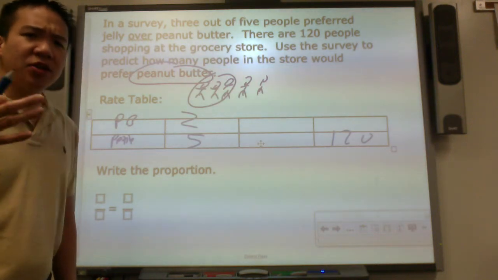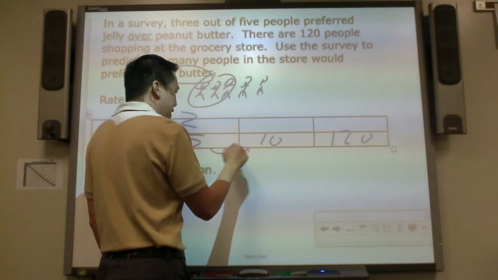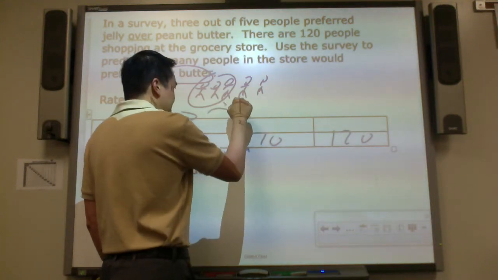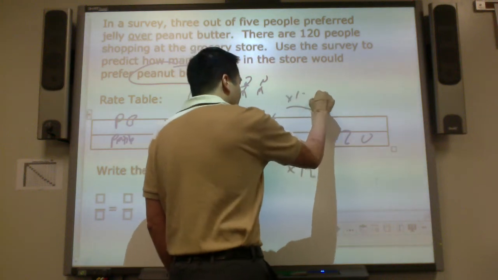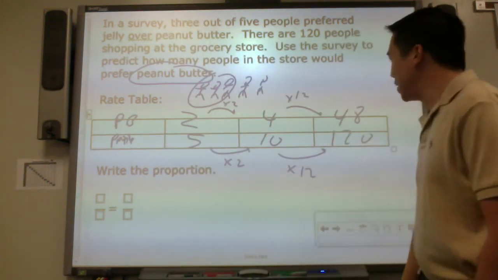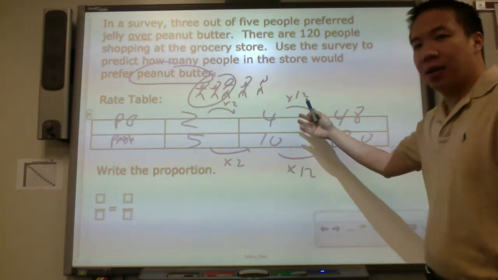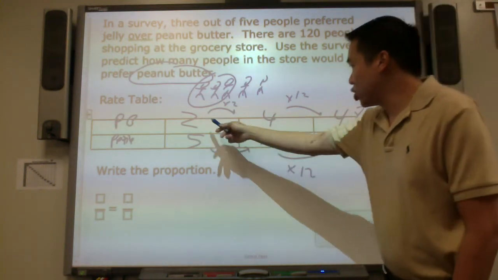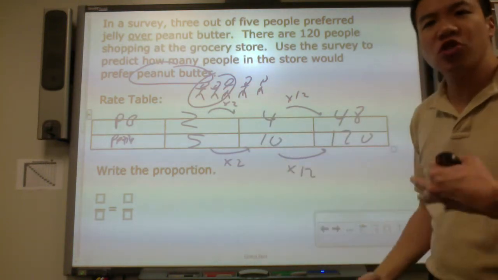You know what? I'm going to do a slow build up. I'm going to do to 10. How do you build 5 to 10? Times 2. Times 2, that's 4. Now I want to build it up by 12. By 12. Oh, 48 people out of 120 like peanut butter. Do you see how I built it up? I'm sure I could have built it up by 24 right away and got to these answers, but why can't I just do a slow build up, a slow scale up?